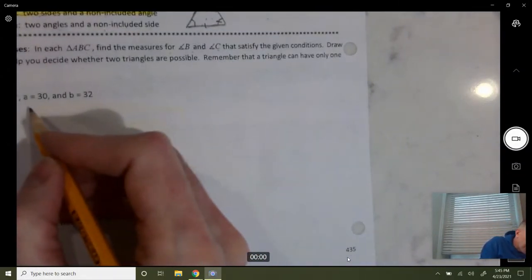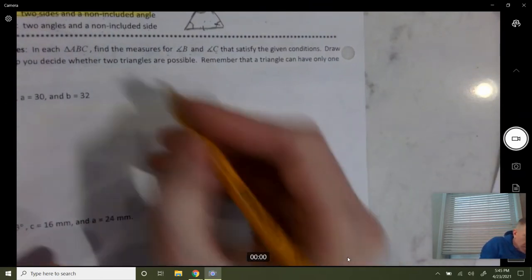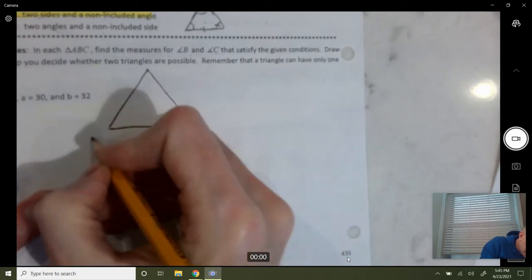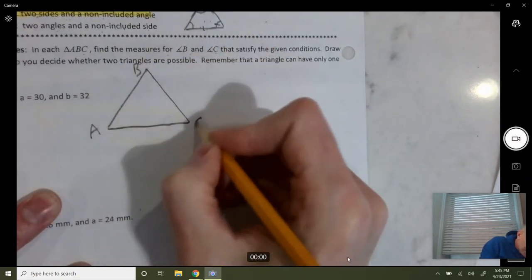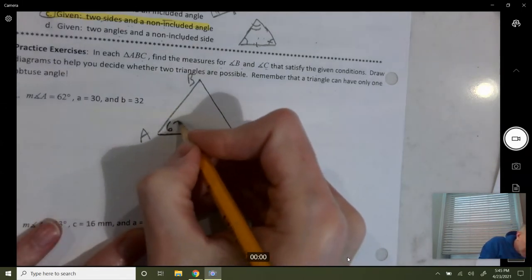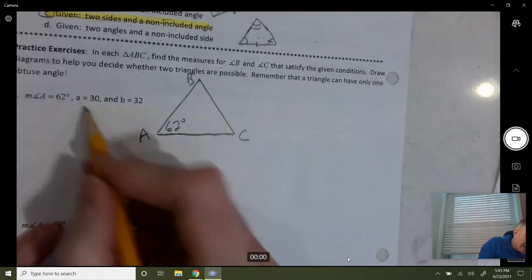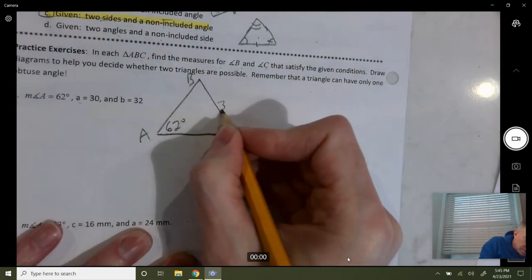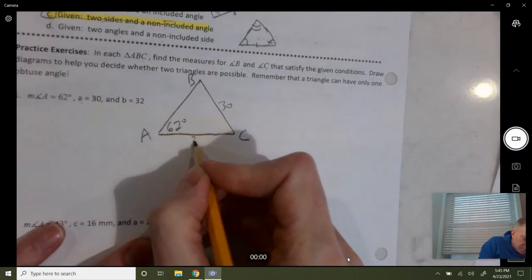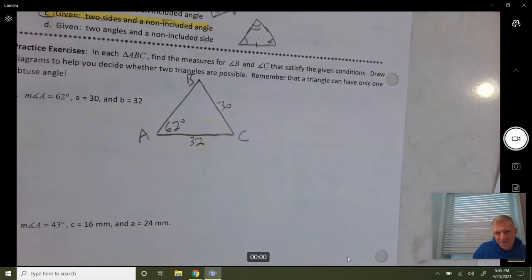I'm going to have triangle ABC. So I'm going to draw a triangle ABC. I get this problem. Okay, angle A is 62 degrees. Side A is 30. The 30's over here. Side B is 32.